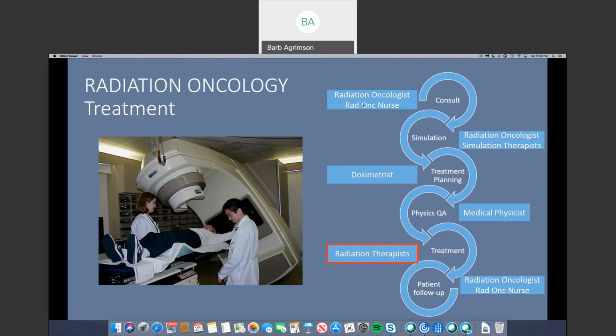After the treatment is given, the radiation therapist will establish subsequent appointments for the patient until their course of treatment is over. A course of treatment can be as short as 1 fraction or even up to 7 weeks. So it varies significantly depending upon their type of diagnosis.